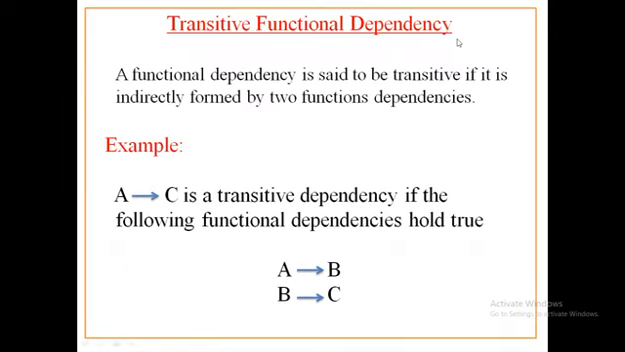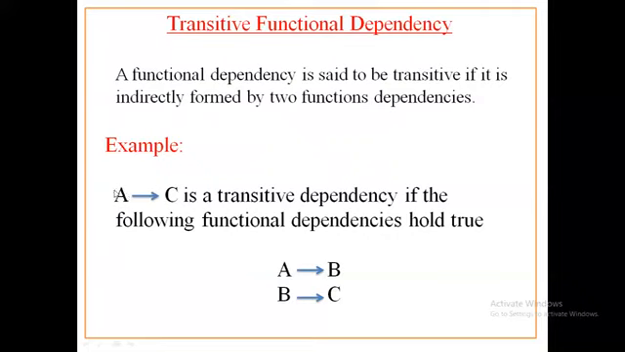Transitive functional dependency. A functional dependency is said to be transitive if it is indirectly formed by two functional dependencies. Functional dependency means a non-key attribute depends on a key attribute. It is said to be transitive if it is indirectly formed by two functional dependencies. I want to give one example here. By seeing this example, you will get the idea about transitive functional dependency.